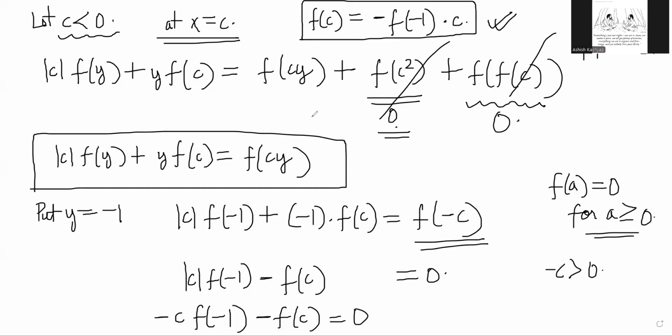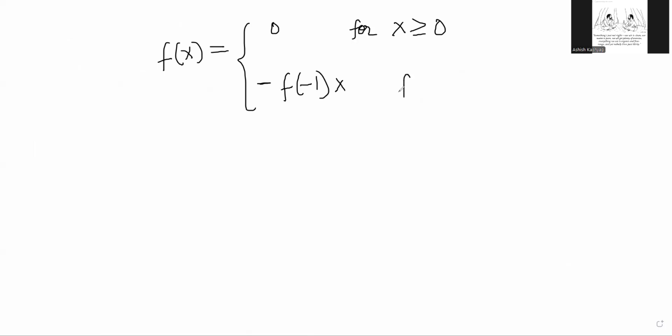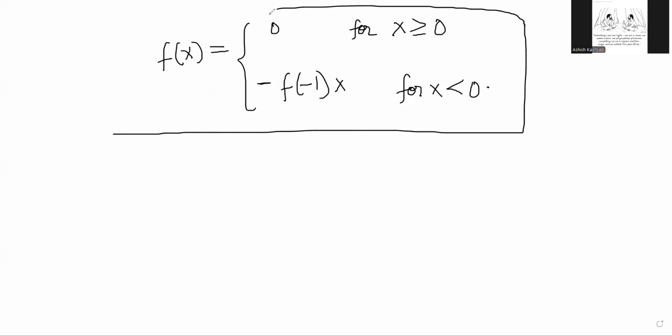So this gives us a condition for c negative. We are getting an equation which solves the problem because we are getting the condition on f of c for c negative. So our function overall is becoming f of x is equal to 0 for x greater than equal to 0, and it is equal to minus f of minus 1 into x for x less than 0. So a lot of things were substituted in the original functional equation.